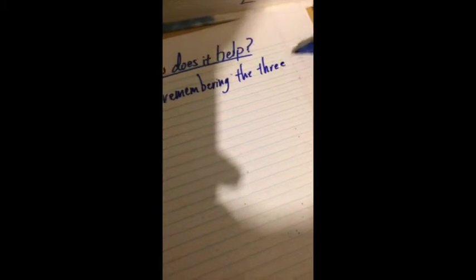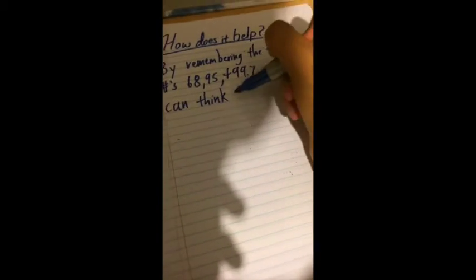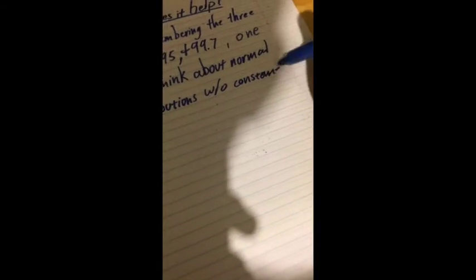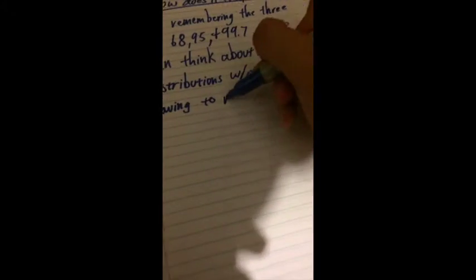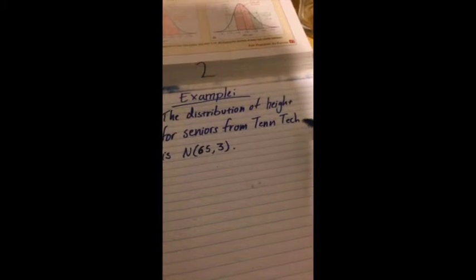So now that we know what it looks like and what it is, you may be asking, how does it help? By knowing the three numbers 68, 95, and 99.7, one can think about normal distributions without having to make all the calculations. This is going to save you a lot of time and a lot of headaches. So now we can take all the things we've learned and put it into an example.